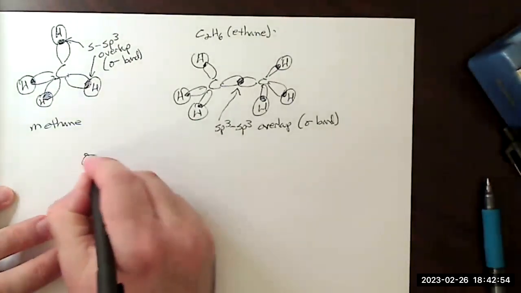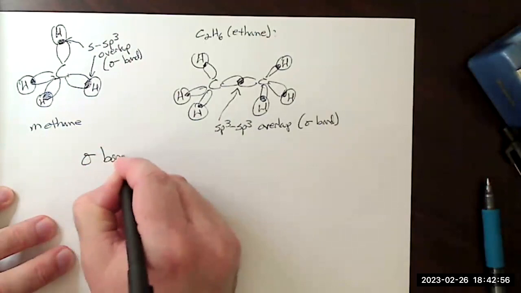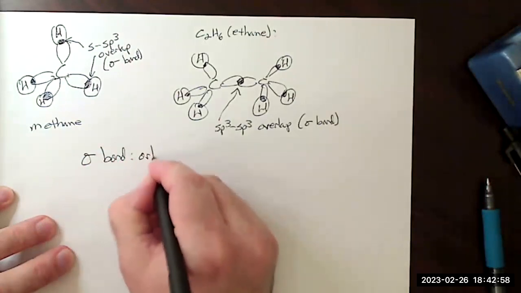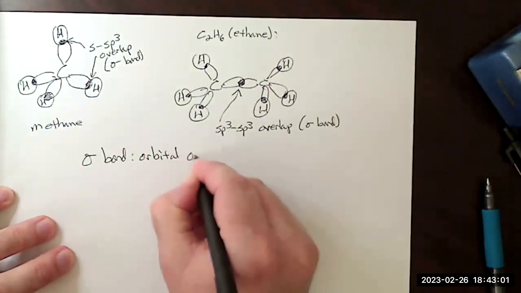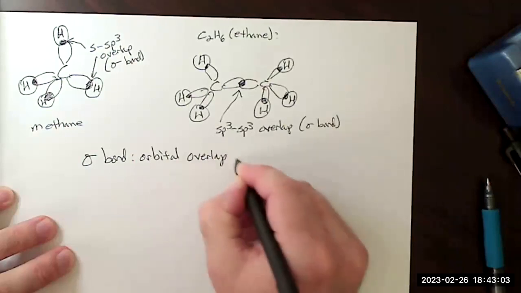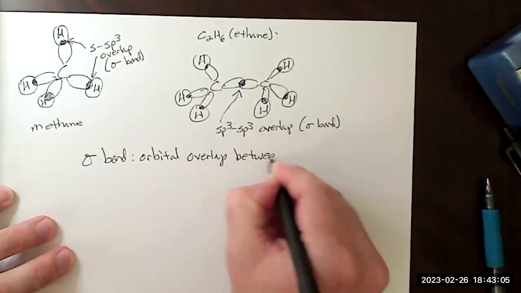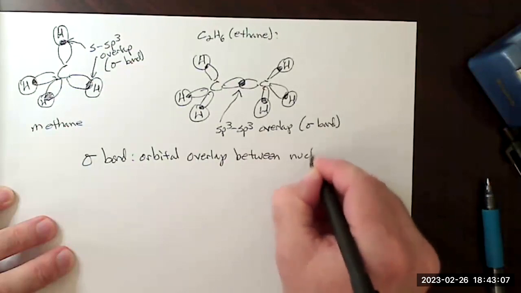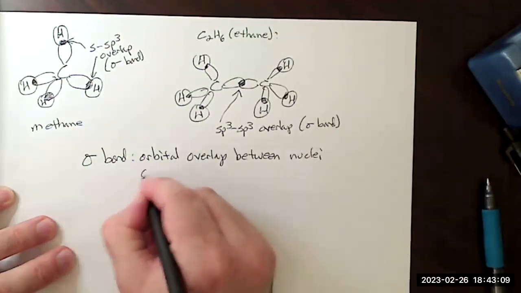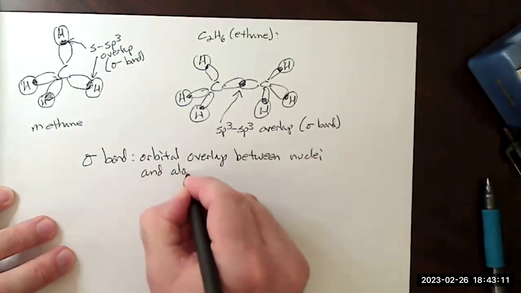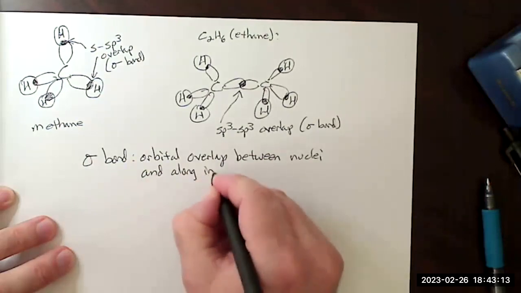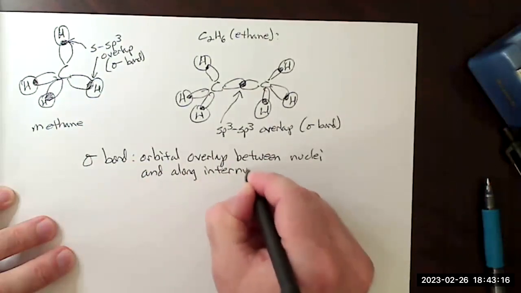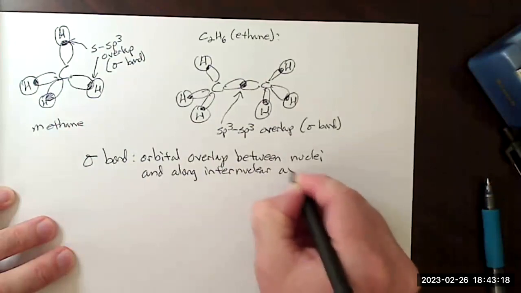So a sigma bond is orbital overlap between nuclei and along the internuclear axis.